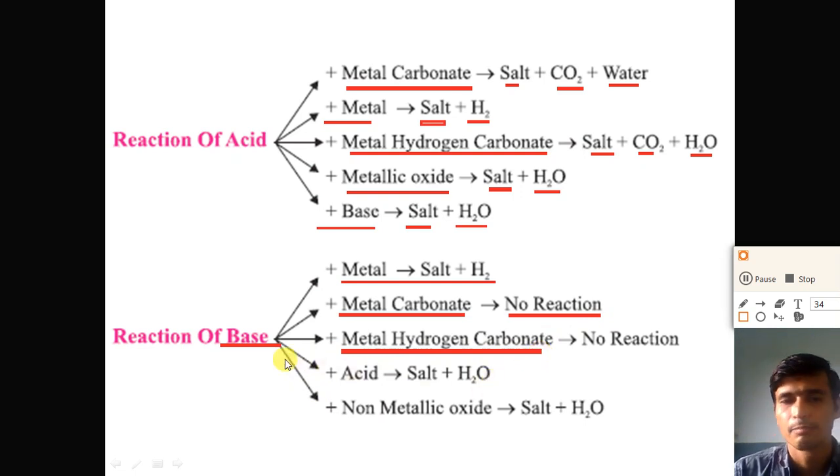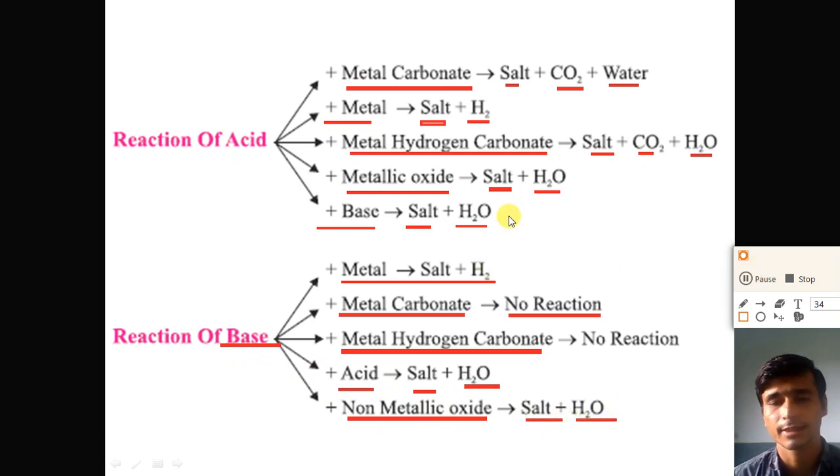Similarly, base reacts with the acid, that is the neutralization reaction, producing a salt and the water. And base reacts with the non-metallic oxide, producing a salt and the water. So dear students, understand all the chemical properties of the acid and base.